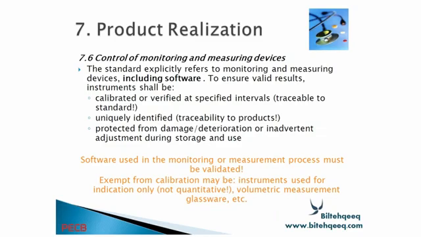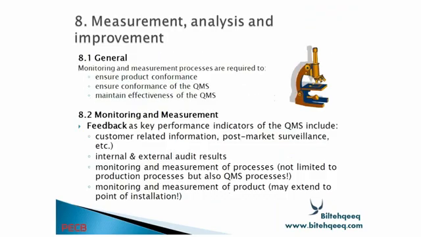Software used in monitoring or measurement processes must be validated. For example, for calibration, there may be instruments used for indication only, not quantitative volumetric measurements, such as glass scales. So every instrument you are using for measurement must be calibrated. Monitoring and measurement processes are required to ensure product conformance of the quality management system.